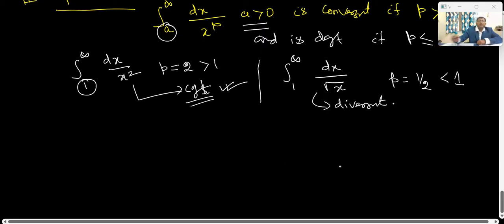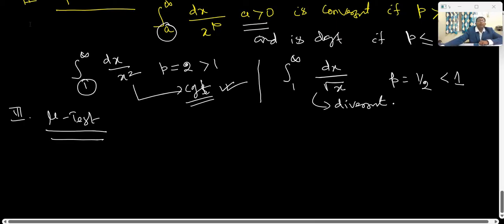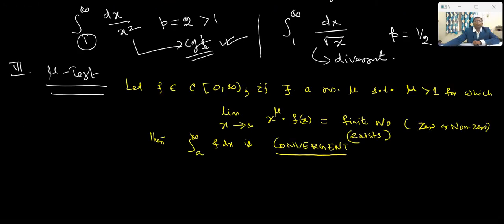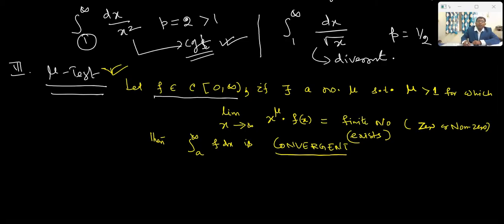Then the next test, the third test, is the mu test, right? This mu test is again another important test for algebraic functions. Now coming to this important test, the mu test. So what is the mu test? It means f is continuous and integrable in the interval a to infinity. But this is the background. We don't bother about this, but we bother about this.